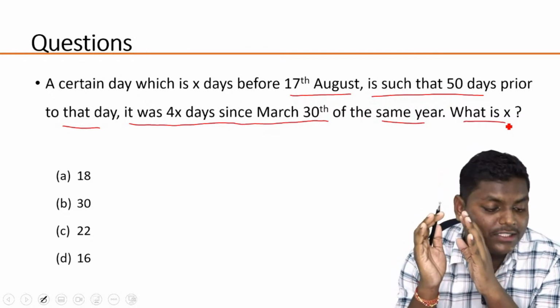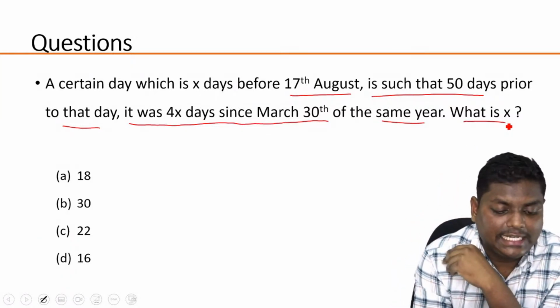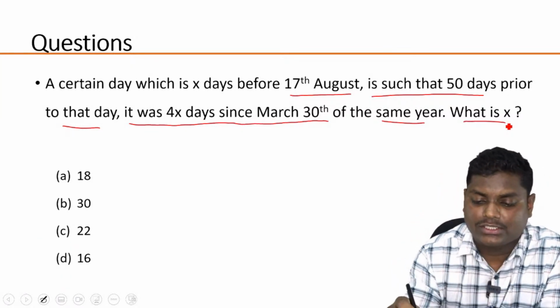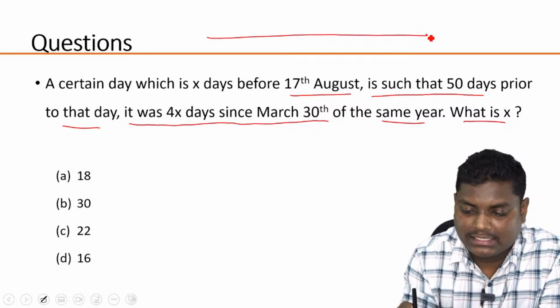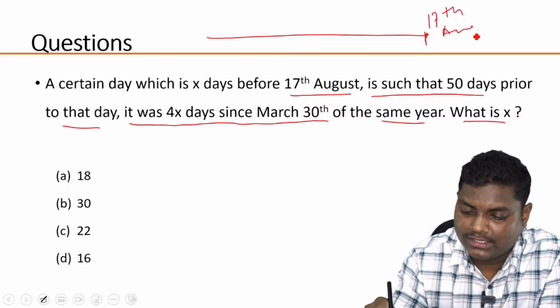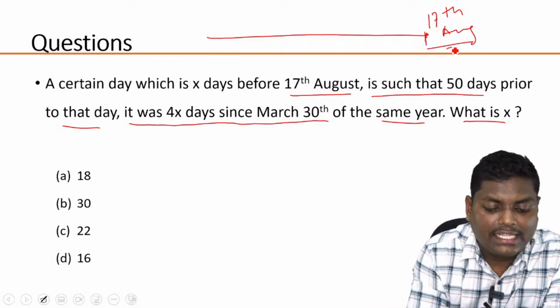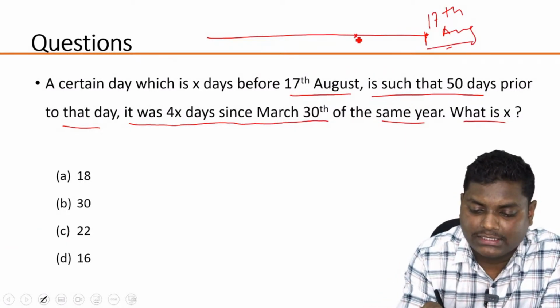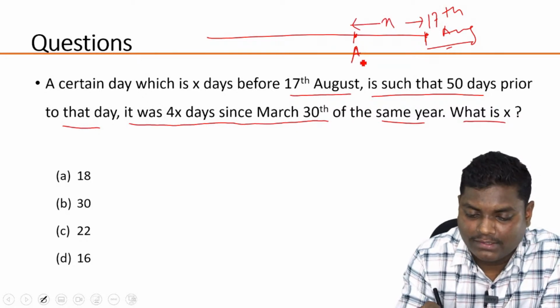So just read the question phase by phase. A certain day which is X days before 17th August. So we are having a timeline. Let's understand this. This is 17th August. It is saying a certain day which is X days before 17th August. So this is X days, let's say this is point A. So this is X days before this.